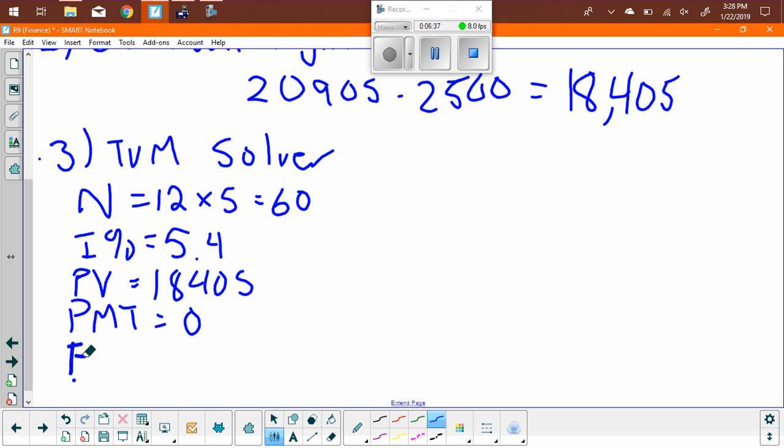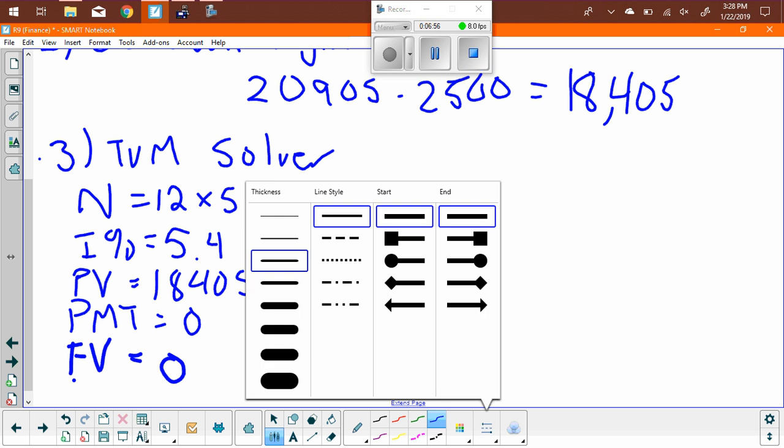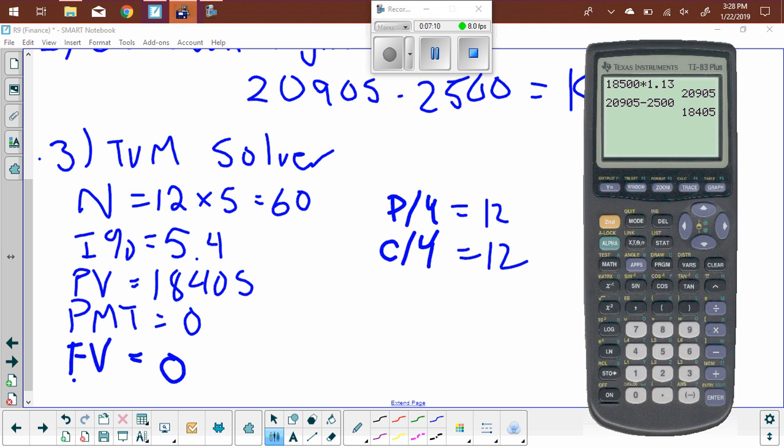For FV, okay, that is going to be 0 because we want this to be paid off. Okay, and PY and CY are both going to be 12 because it was 12 times per year. Sorry, 12 times per year was monthly. So now we go over to our TVM solver and we'll just fill that in.